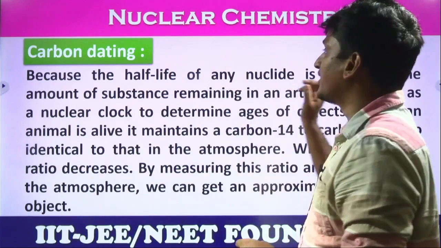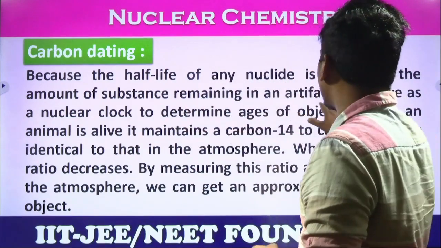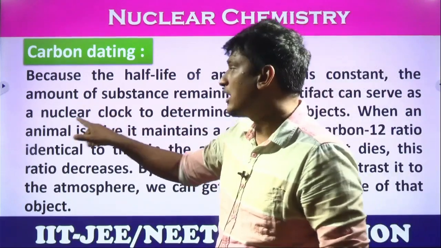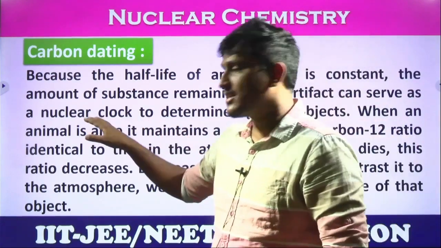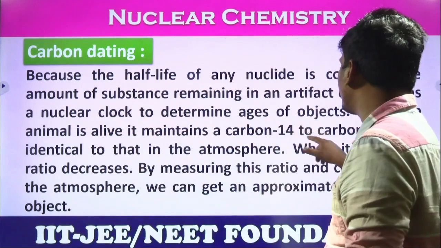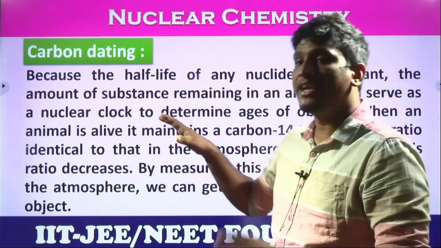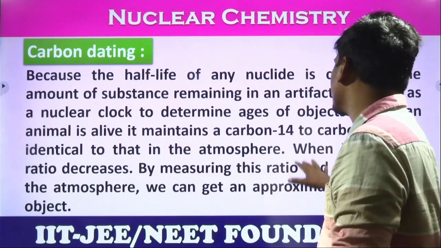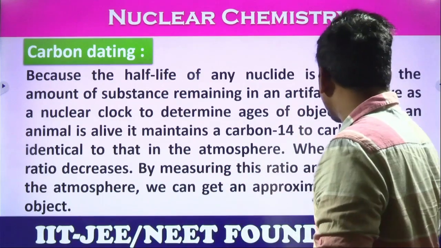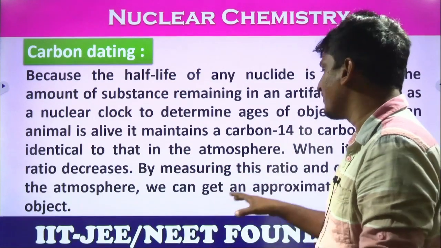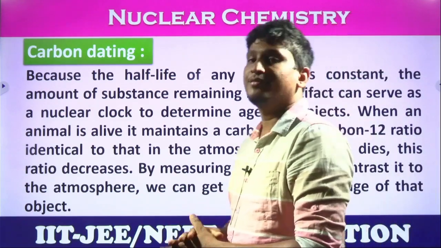The amount of substance remaining in an artifact can serve as a nuclear clock to determine the age of the object. When an animal is alive, it maintains a carbon-14 to carbon-12 ratio identical to that in the atmosphere. When it dies, this ratio decreases. By measuring this ratio and contrasting it to the atmosphere, we can get an approximate age of that object.